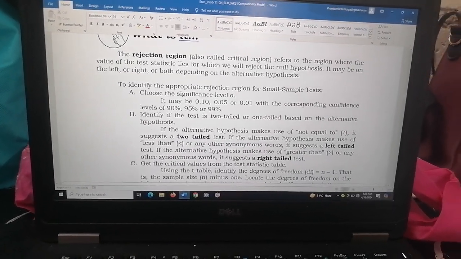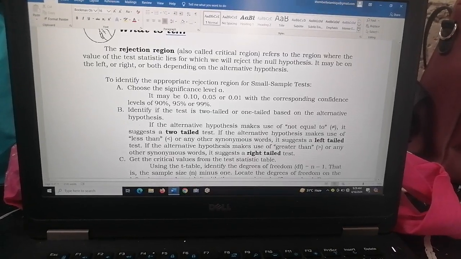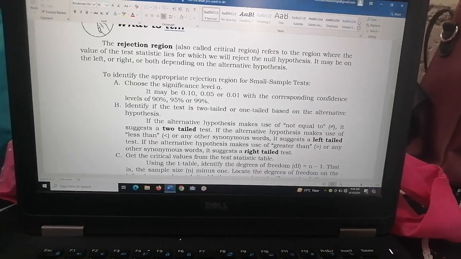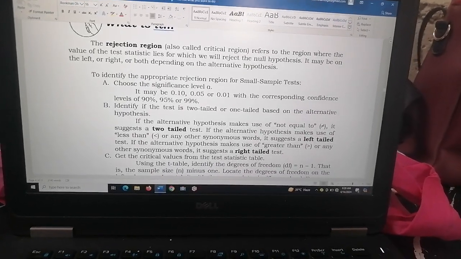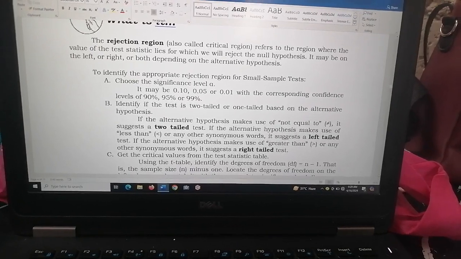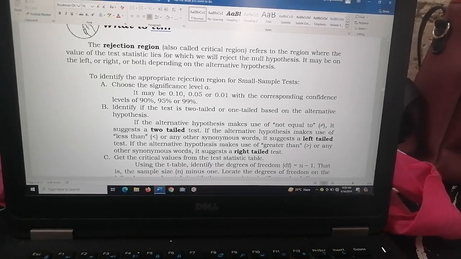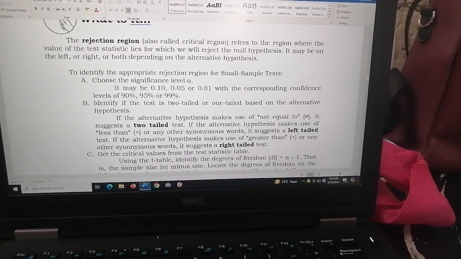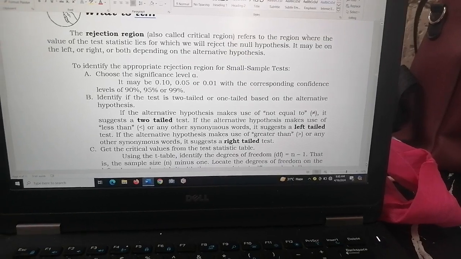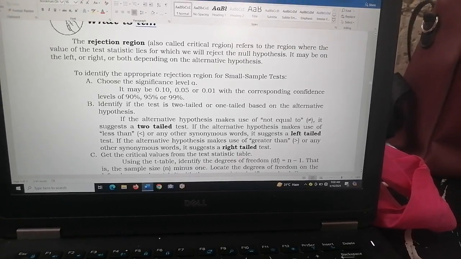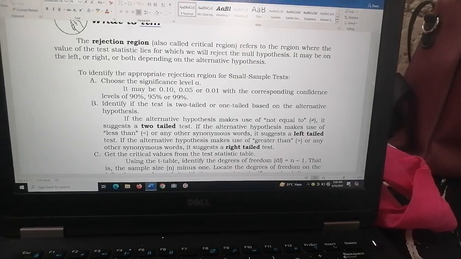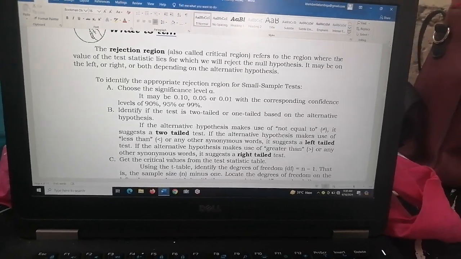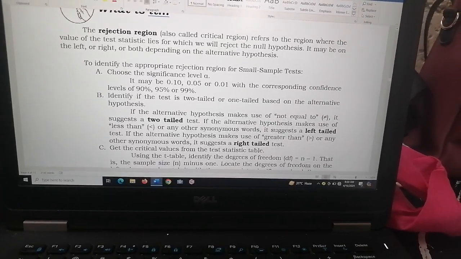The rejection region, also called critical region, refers to the region where the value of the test statistic lies for which we will reject the null hypothesis. It may be on the left or right or both, depending on the alternative hypothesis. So identify the appropriate region for small sample test. Then choose the significance level alpha. So how do you choose the significance level? Of course, the confidence level will guide you on the significance level.